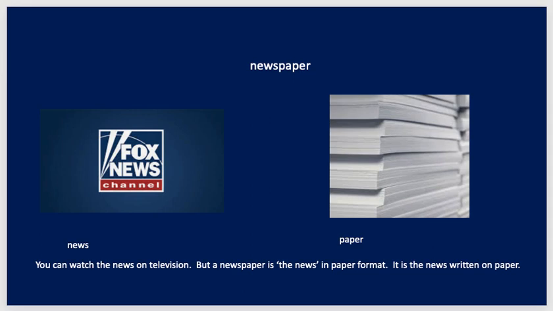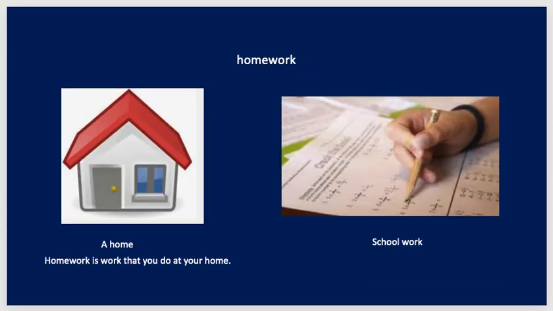On the left, I have a news advertisement, and on the right, there's paper. So what is newspaper? It's still the news, what's happening in the world, but it's written on paper. It's not what you would see on the television. You can watch the news on television, but a newspaper is the news in paper format. It is the news written on paper.